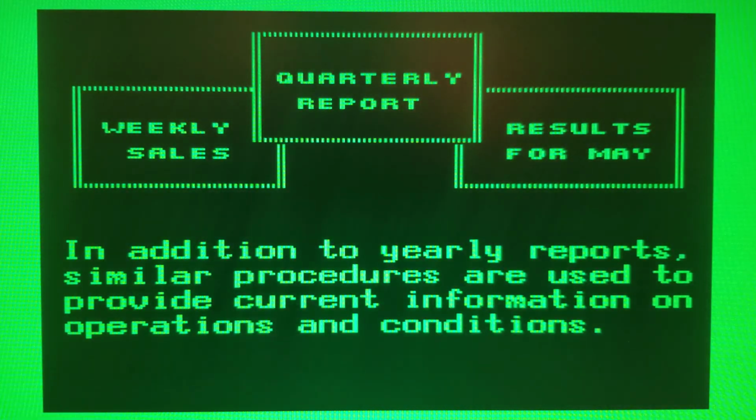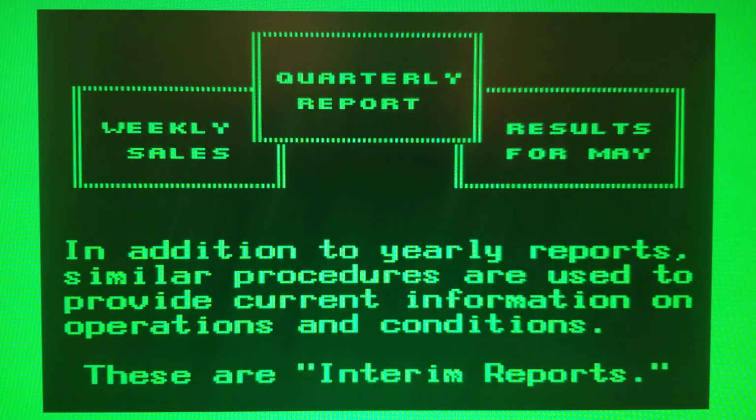In addition to yearly closing and completed reports, similar but less elaborate procedures are employed to provide current information on operations and condition. Such reports are called interim reports.